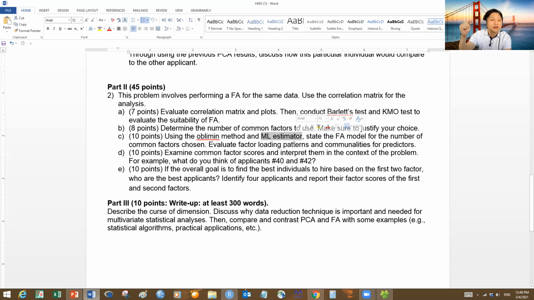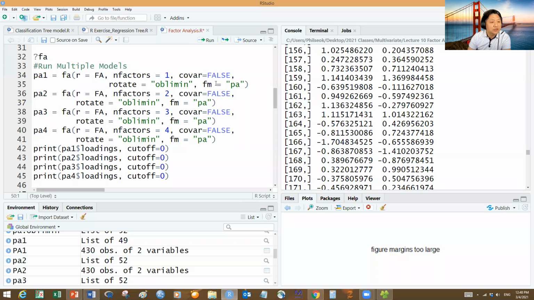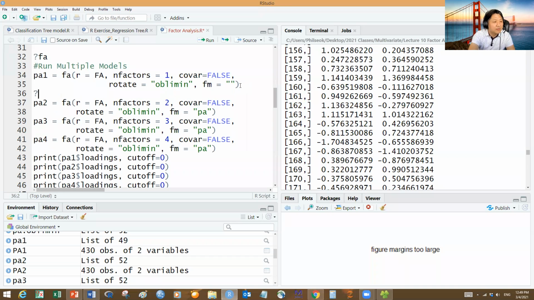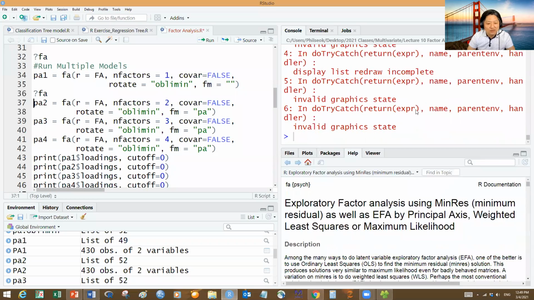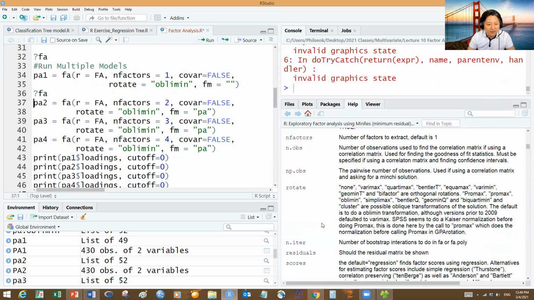So in my example, I used principal axis factoring, but for your homework, please use the ML estimation, okay? So how can you do that? You can simply change it like that, ML. That's it. This is PA, this is ML. If you want to check, you can always use the help function for FA, and then you will see a lot of detailed information about the methods, right?